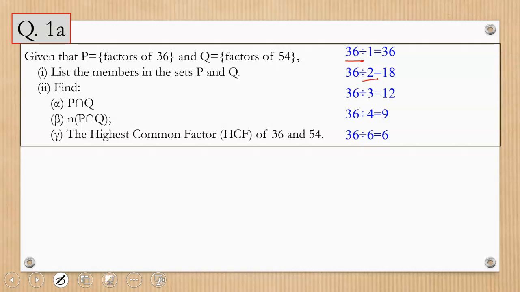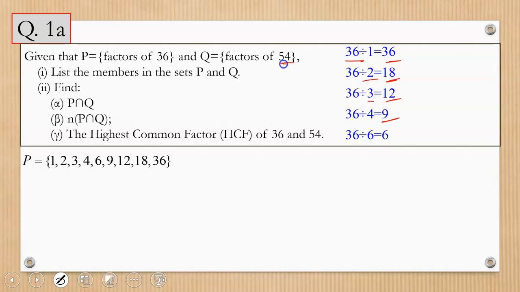2 can divide, no remainder. 3 can divide, 4 can divide, and 6 can also divide. Again, 9 can also divide, 12 can divide, 18 can divide, and 36 can divide itself without a remainder. So these are the numbers that can divide. If I'm to list the factors of 36, then I'm going to have 1, 2, 3, 4, 6, 9, 12, 18, and 36. These are the numbers that can divide 36 without a remainder.